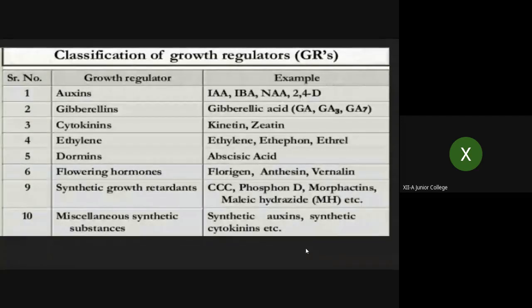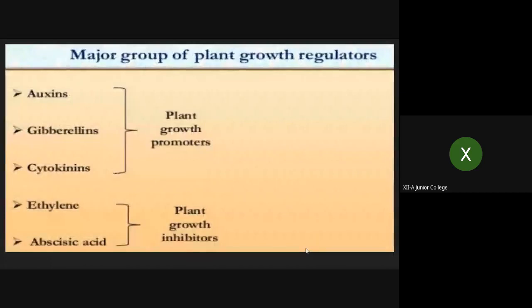Cytokinins, basically there are 2 categories of examples, that is kinetin and zeatin. Ethylene, that is ethylene, ethephon, ethrel. These are some of the examples. Then abscisic acid. Now we'll come to the next. These are the major groups as divided: plant growth promoters and plant growth inhibitors. You have to remember it like this only.